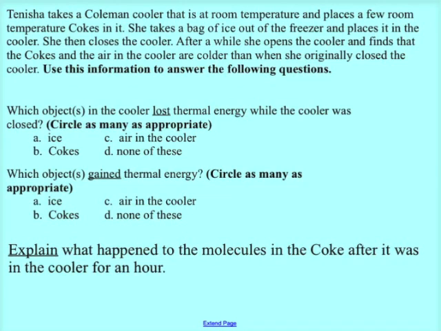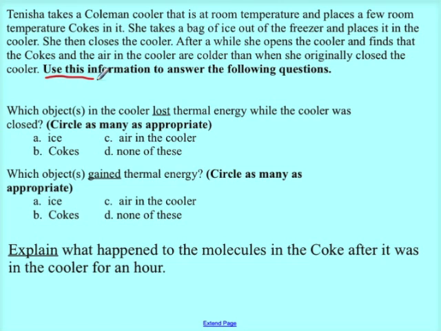So the last slide I want to talk about in part one. Okay, again, it looks like it's a longer set of information, so I'm going to read it carefully. Tanisha takes a Coleman cooler that is at room temperature and places a few room temperature Cokes in it. She takes a bag of ice out of the freezer and places it in the cooler. She then closes the cooler. After a while, she opens the cooler and finds that the Cokes and the air in the cooler are colder than when she originally closed the cooler.